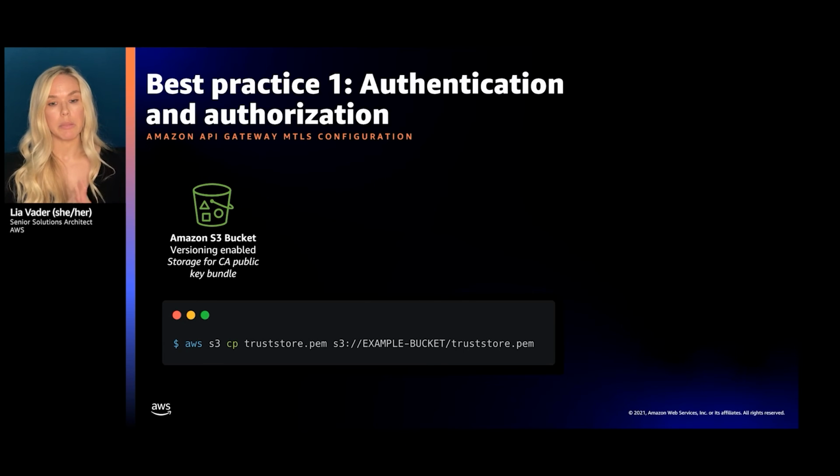So let's walk through how you might configure this. First, you're going to prepare a PEM encoded trust store file for all certificate authority public keys you want to use with MTLS. Then you're going to upload that trust store file to an S3 bucket in the same AWS account as your API gateway. I do want to note that it's recommended that you turn on versioning in your bucket.